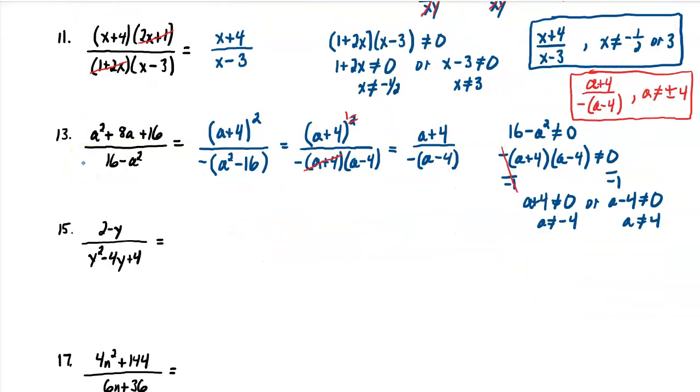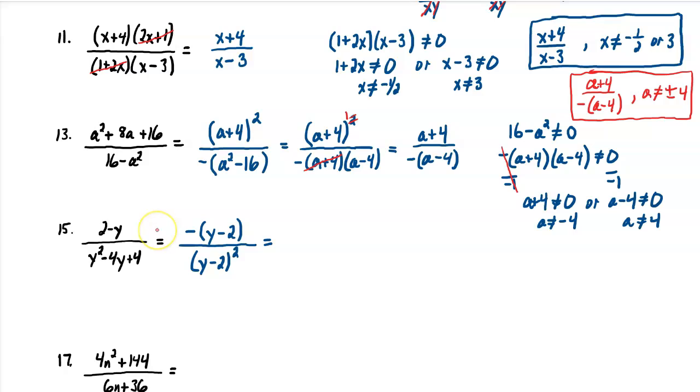Next, number 15. Step 1 is to factor. Please notice that the numerator is not in the right order. So I'm going to factor it by factoring out a negative sign, which allows me to reverse the order of the subtraction. Now the denominator is a trinomial, but it's a special kind called a perfect square trinomial. It's going to factor as y minus 2 squared.